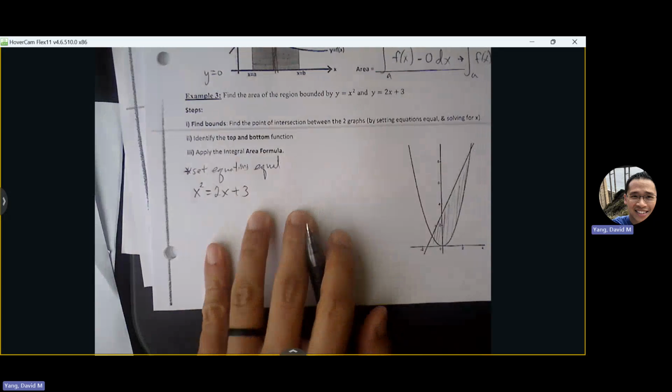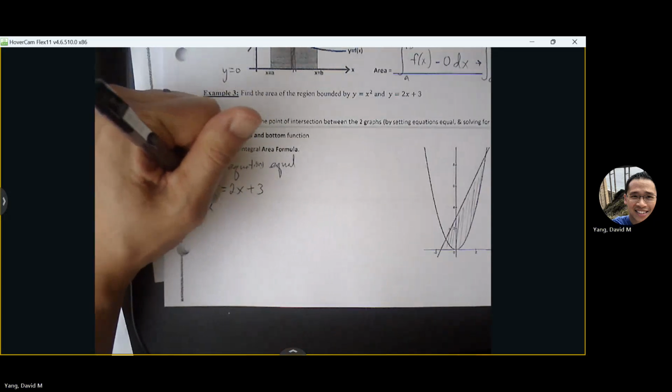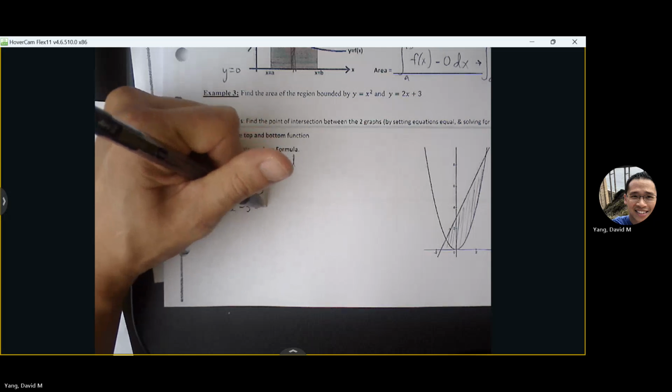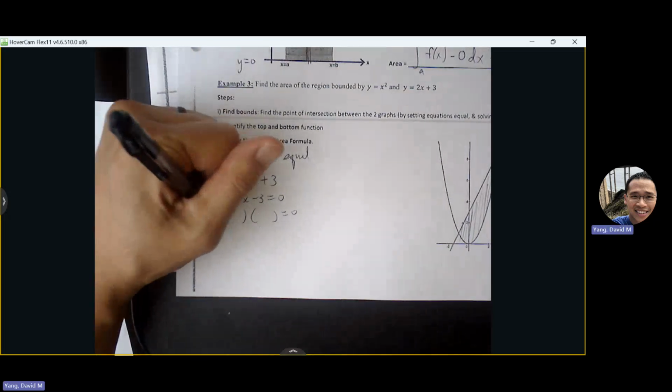And this is going to be a factoring problem here, right? Bring everything over to one side, solve for x. Multiplies to be -3, adds to be -2.